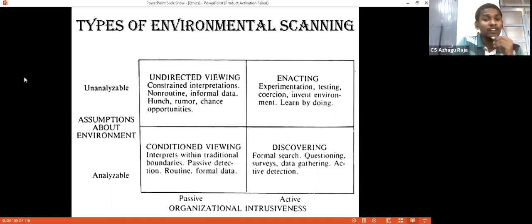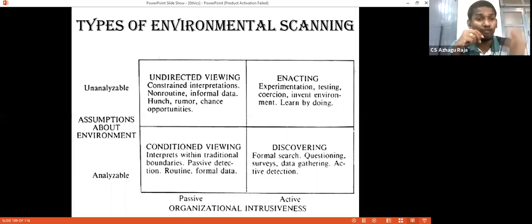And then conditioned viewing talks about analyzable. You analyze what the things are, interpret within the traditional boundaries. Passive detection, routine, formal data. So these are the routine things. Okay, if COVID comes and everybody knows, you can analyze if COVID is going to be extended in the near future. Now you know how to handle the situation. Unanalyzable, in March 22nd, right? So when they first declared that 22nd, the Prime Minister said that everybody, you stay back within the organization.